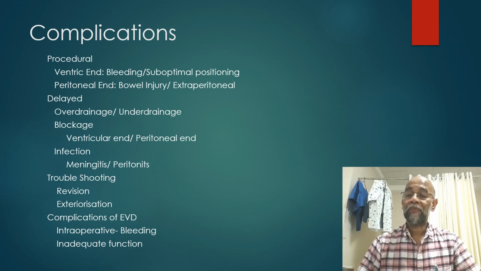Troubleshooting. When a shunt is blocked, we need to revise it if it is required. The second is exteriorization, which is a temporary measure, especially in infections. You can bring out the peritoneal end and drain CSF outwards till the CSF is clear, and a new shunt can be placed at another location.